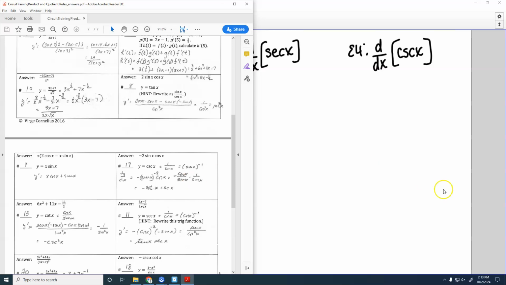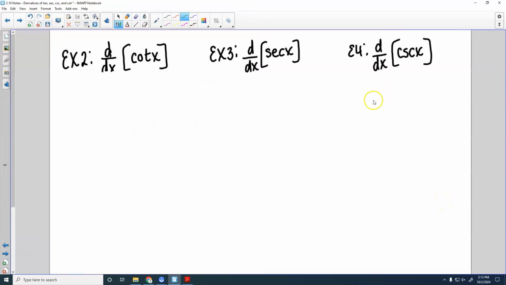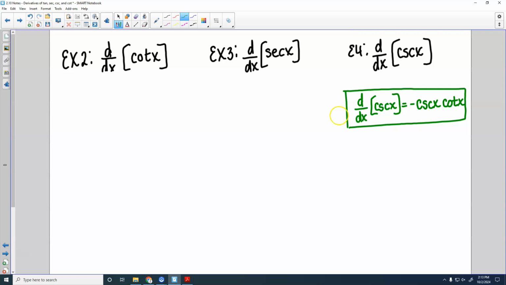So cosecant for that one, the derivative of cosecant x should just be negative cosecant x cotangent x. Right? So we just can memorize that one, right? Or if you get stuck and can't remember it, then you could always make it 1 over sine and work it out.